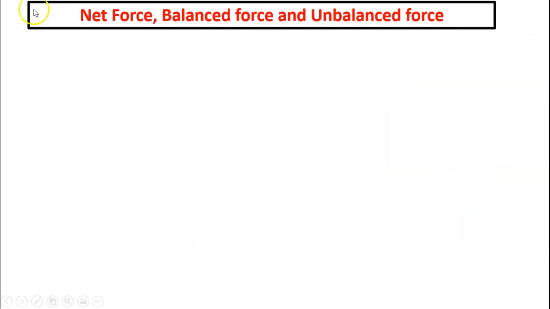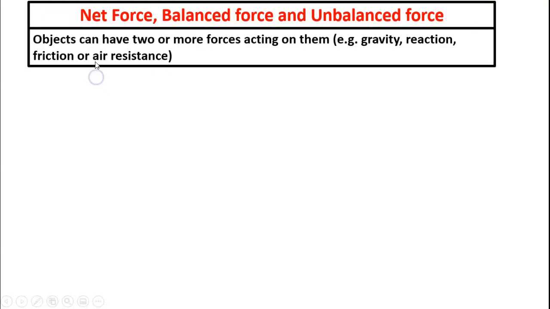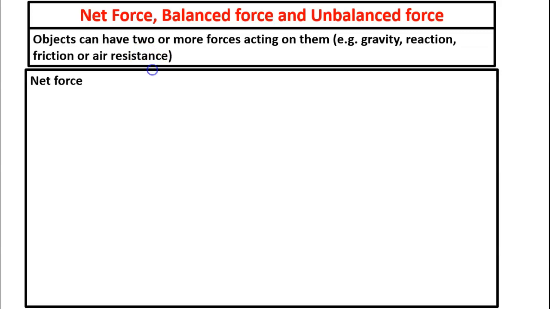So if I go onto here then, this is our top heading. First thing, you need to have an understanding of what net force is. Before we actually give you the definition of that, objects or sports performances, for example, can have more than two forces acting on them at any time. For example, gravity, reaction forces, frictional air resistance, a number of those could be acting on a body at any point.